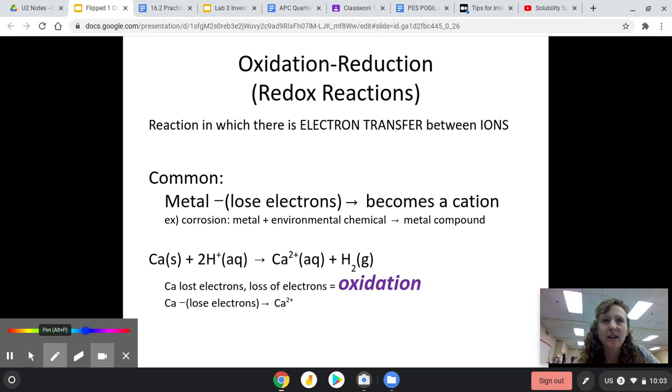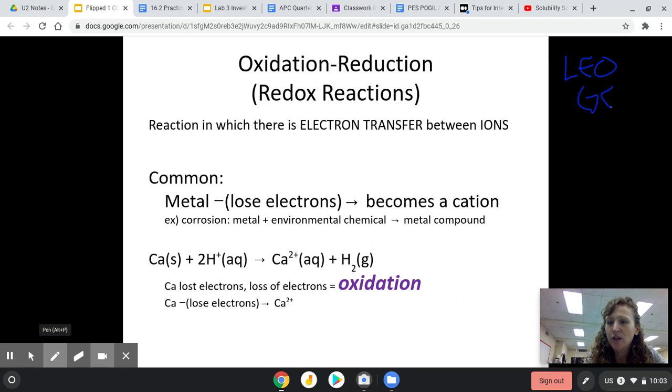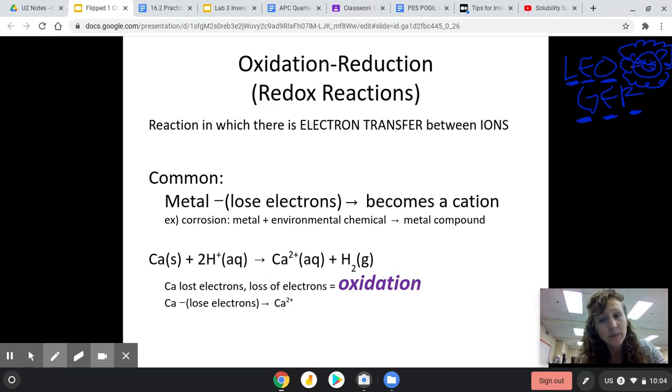Now, there's a couple ways to help you remember what's oxidation and what's reduction. You can remember Leo the lion goes grr. So loss of electrons is oxidation. Gain of electrons is reduction. That is my favorite way to remember this concept, because I think Leo is a cute name for a lion. You can also remember OIL RIG.